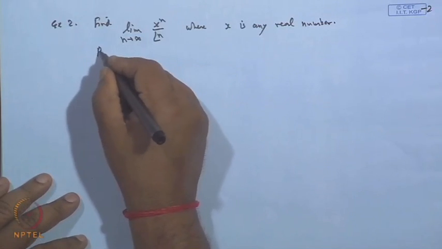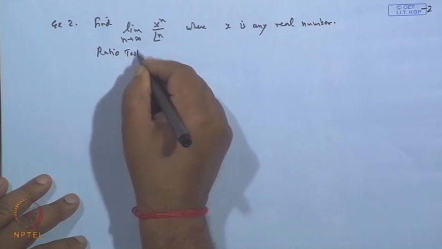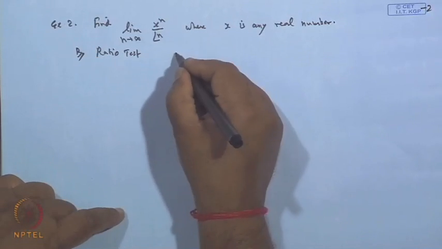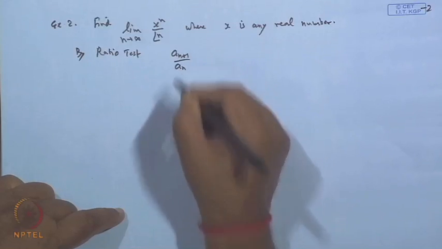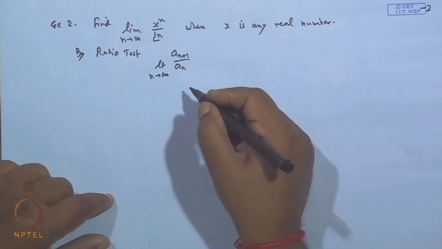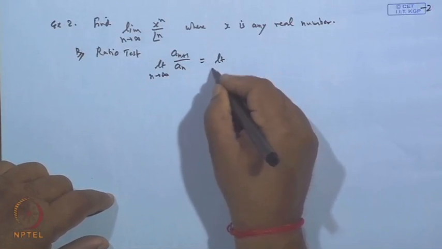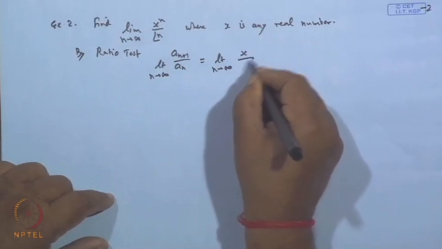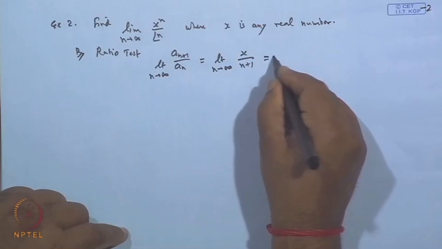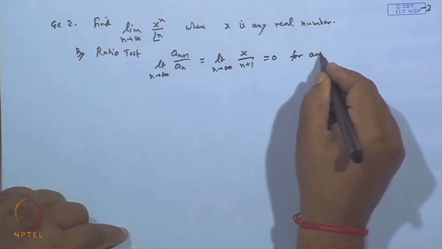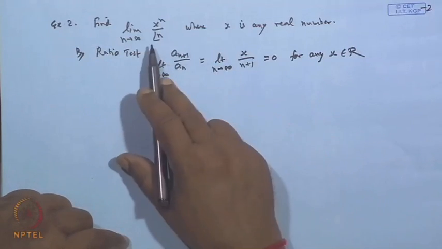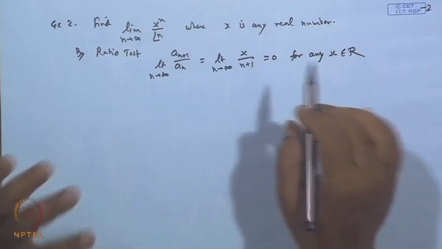Now, again apply the ratio test. What happens to this? The limit of a n plus 1 over a n as n tends to infinity comes out to be the limit of x over n plus 1. So, whatever x may be, this limit will go to 0 for any real x. It means this limit will always be 0 for all x.